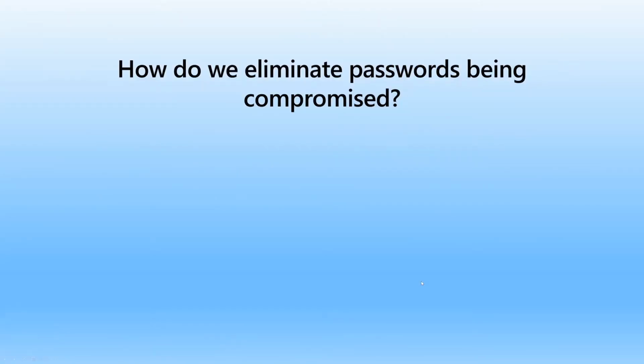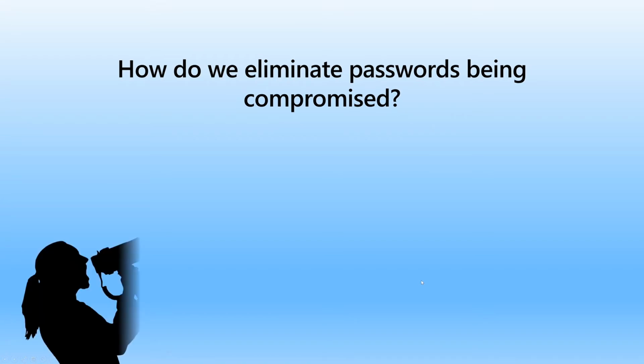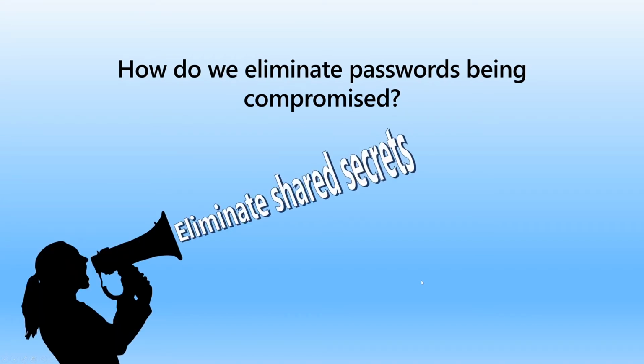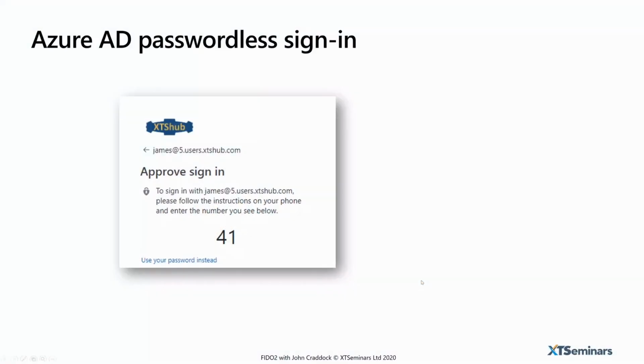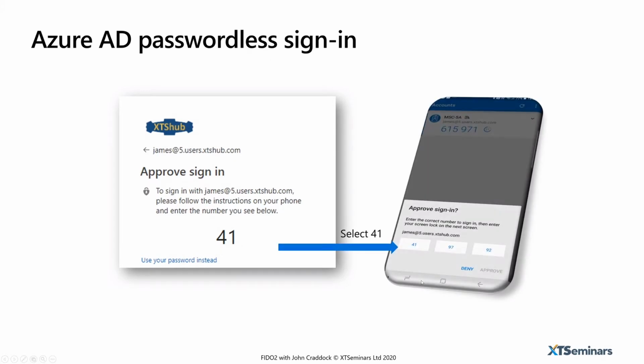But if passwords are such a problem, how can we eliminate them being a problem? How can we get away from them being compromised? And the answer is we want to eliminate shared secrets. So Azure AD passwordless sign-in does a really good job of this. When you go to sign in, if you've set up Azure AD to do passwordless sign-in, it will pop up a message saying approve the sign-in, and there will be a number there. And on your authenticator app on your phone, you will need to select that number. You'll be given a choice of 3.